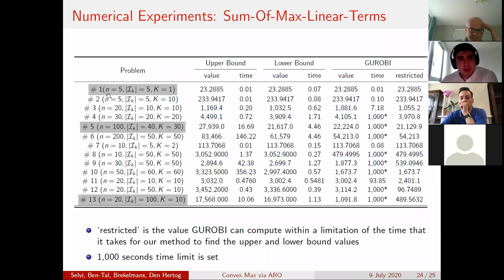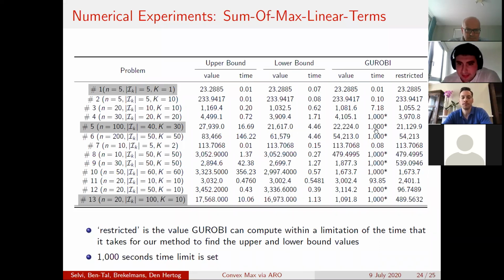Okay, let me describe problem 1. N is the variable size, and N is 5 here. Size of I_k means, in each of the max terms, how many candidate linear terms there are to be considered as the maximum value, and K is the total number of max terms being summed in the objective function. In the first problem, K is 1, and our upper and lower bounds are equal to each other. This is not surprising, because we know from the adjustable robust optimization literature that in this case, when K is equal to 1, linear decision rules are optimal. Also, Gurobi finds the global optimum value very efficiently. But if we increase the problem size, for example problem number 5, which has 100 variables, we find upper and lower bounds in a total of 20 seconds.